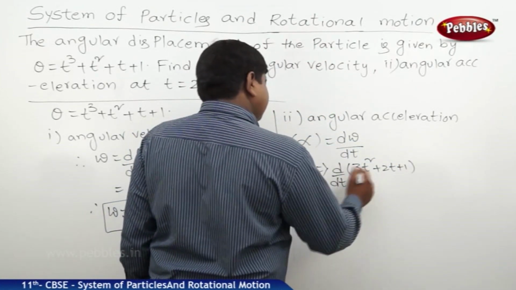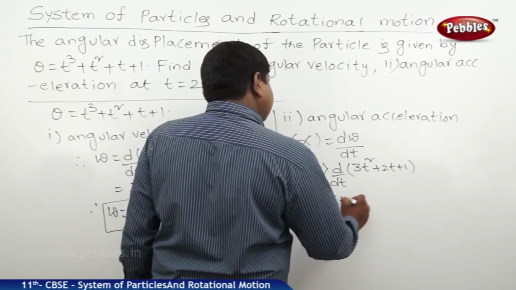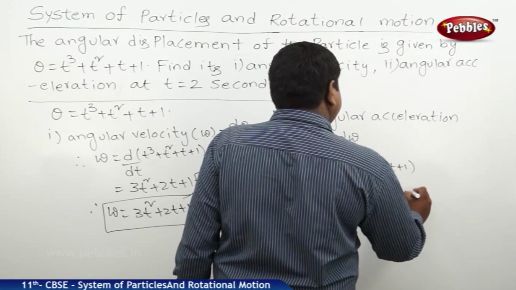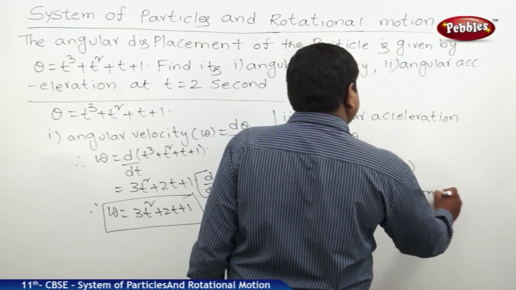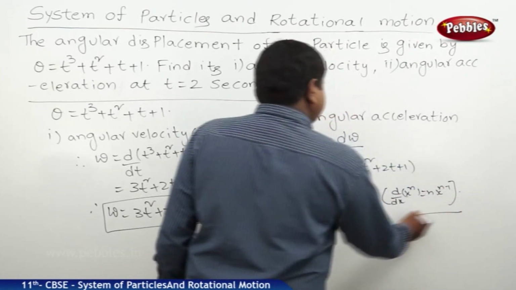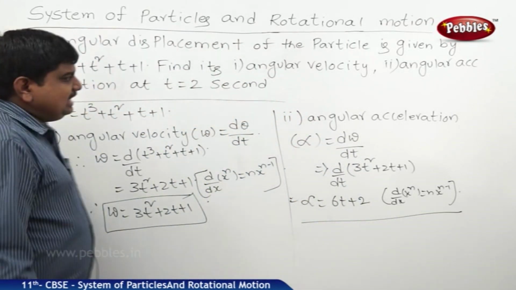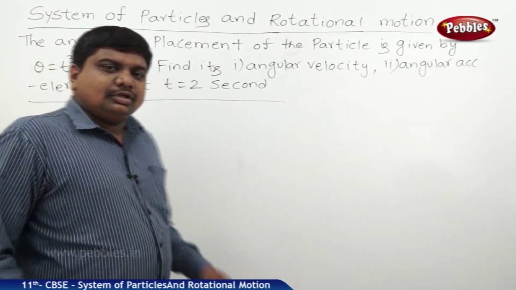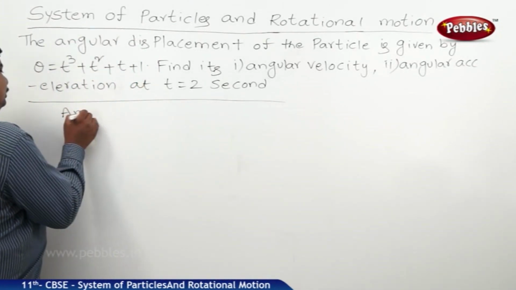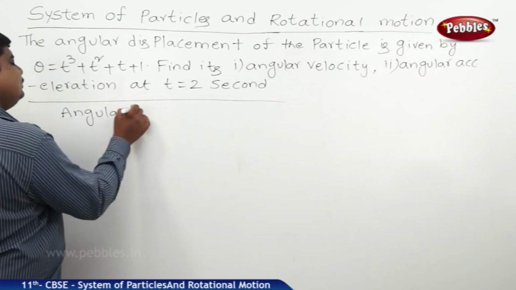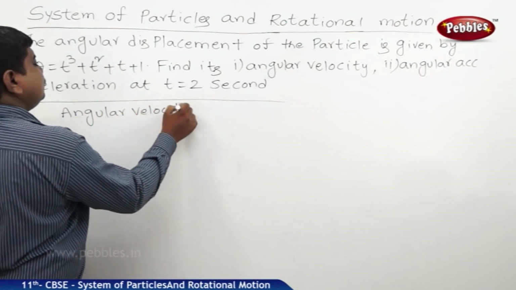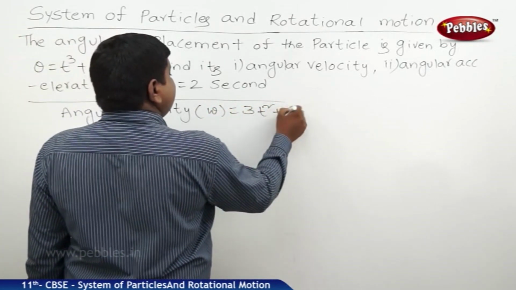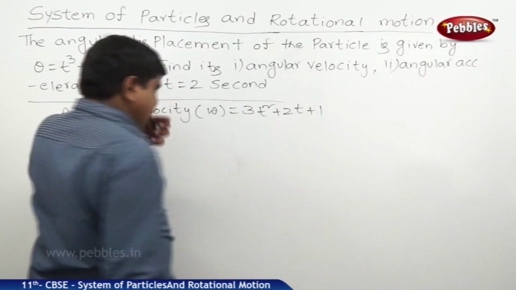Therefore alpha is equal to 2 into 3t, 6t plus 2. So again here also d by dx of x power n is equal to n into x power n minus 1. Now we should substitute t is equal to 2 seconds to find the angular velocity and angular acceleration. So angular velocity omega is equal to 3t square plus 2t plus 1.